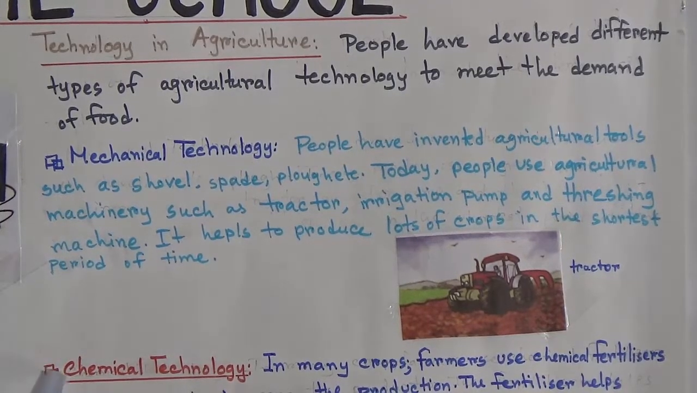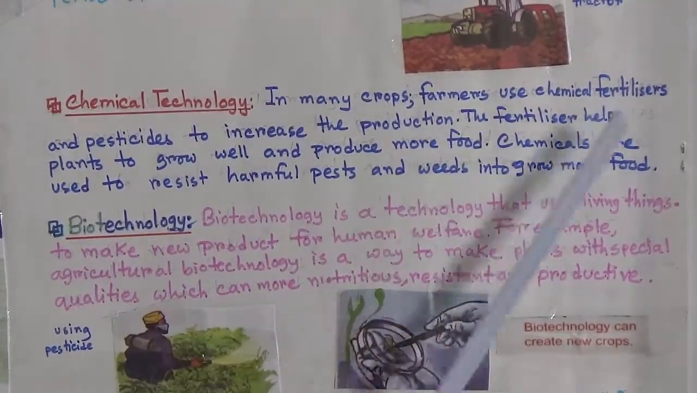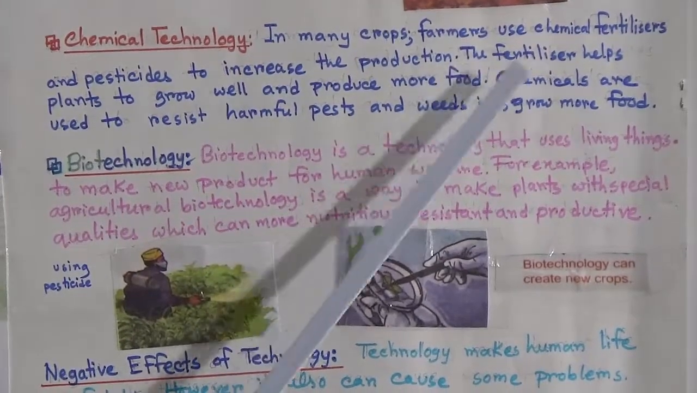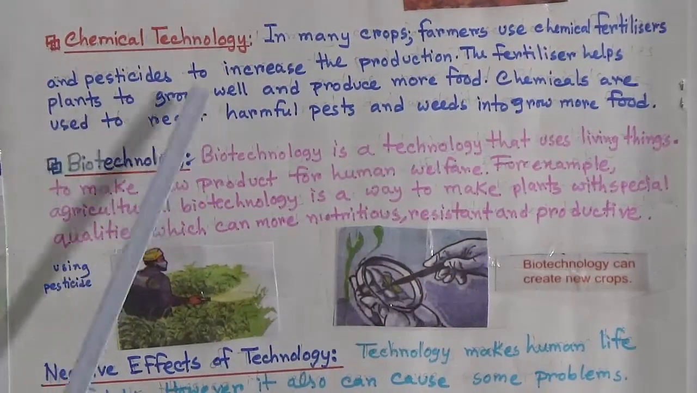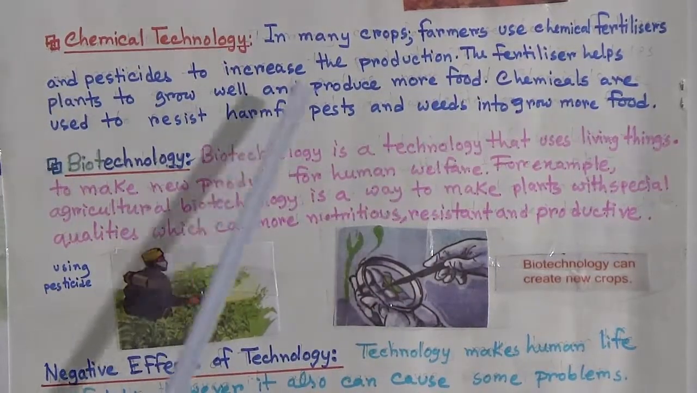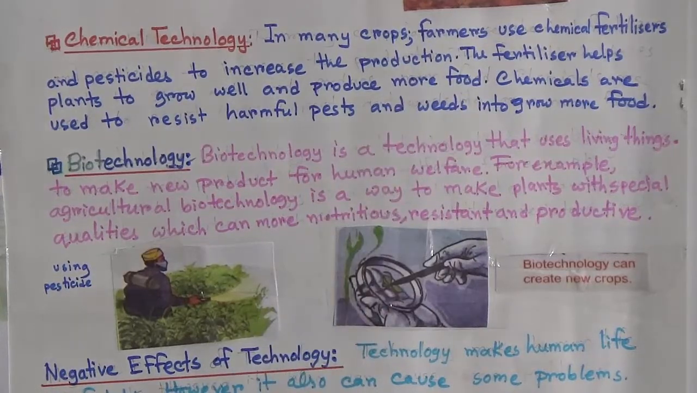Then number 2, chemical technology. In many crops, farmers use chemical fertilizers and pesticides to increase the production. The fertilizer helps plants to grow well and produce more food. Chemicals are used to resist harmful pests and weeds and to grow more food. So that's the use of chemical technology. Then the next one, the most important, biotechnology. I think that you are so familiar with that word.